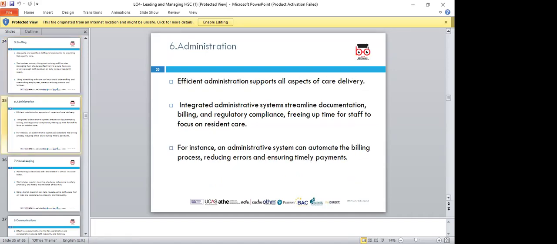We spoke about administration, where you have efficient administration support for all aspects of care delivery, very important. Okay, we gave an example of an administrative system that automates the billing process, reducing errors and ensuring timely payments. Care homes always have administrative officers in place, and the reason is that they look into the day-to-day activities of paperwork, ensuring that bills are raised, ensuring that patients that have been received are logged in and all that, and it helps in enhancing the organization.